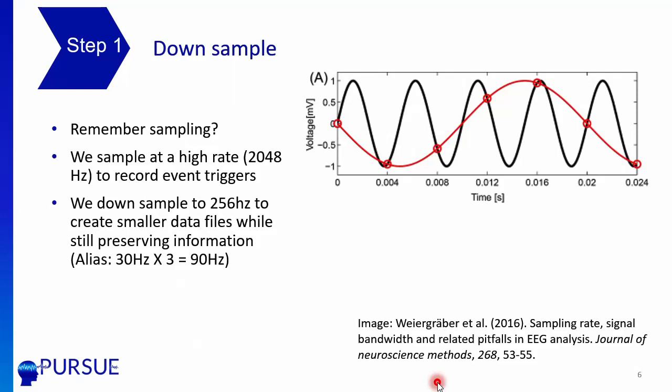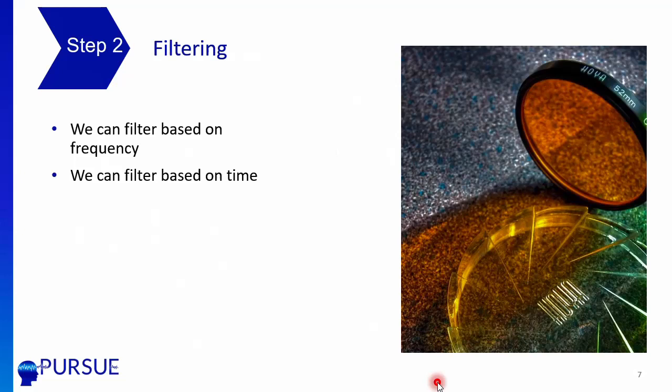Now remember, anytime you're downsampling, you do want to be concerned about aliasing, but remember, bandwidth we're kind of interested in, and up to about 30 hertz or so. So even if we multiplied 30 hertz by 3, right, to avoid aliasing, we're still at 90 hertz, and you can see that we're well above that, so we're not going to have that aliasing issue that we talked about in a previous video. So the second step is to filter the data.